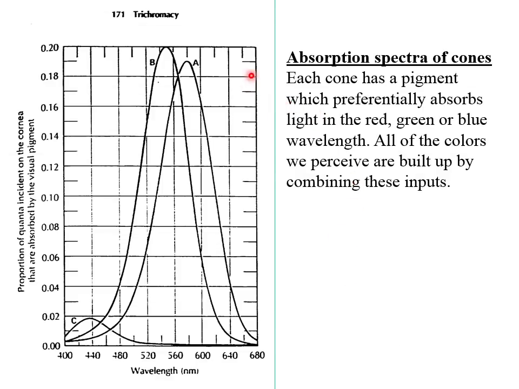The absorption spectra of the 3 types of cones reflect sensitivity to red, green, and blue wavelengths, and each cone has a preferential sensitivity to one or the other. All of the colors that we are able to perceive are built up by combining these 3 colors.